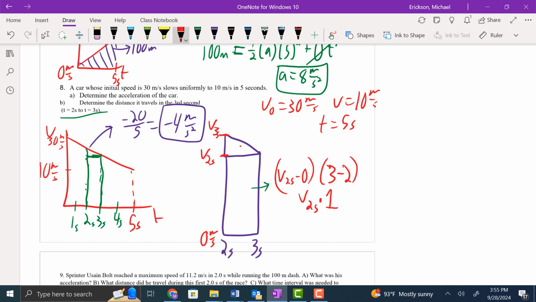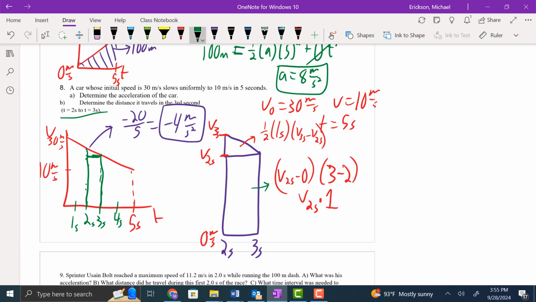This area here is going to be 1/2 times the base, which is 1 second, times the height, which is the difference between v3 seconds minus v2 seconds. So anyways, this is all taking me back. What is my velocity at 2 seconds, 3 seconds?